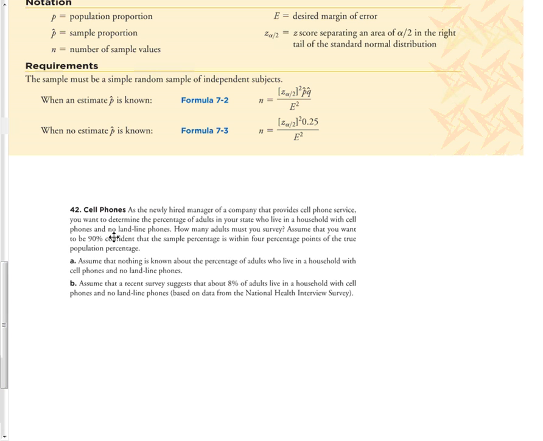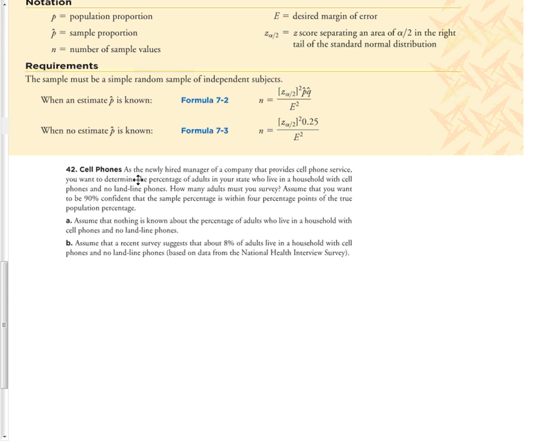In this example, we have cell phones. As the newly hired manager of a company that provides cell phone services, you want to determine the percentage of adults in your state who live in a household with cell phones and no landlines. How many adults must you survey? That's asking about the number of people we need to survey, or the size of our sample. Assume that you want to be 90% confident, that's the confidence level, that the sample percentage is within 4 percentage points of the true population percentage.